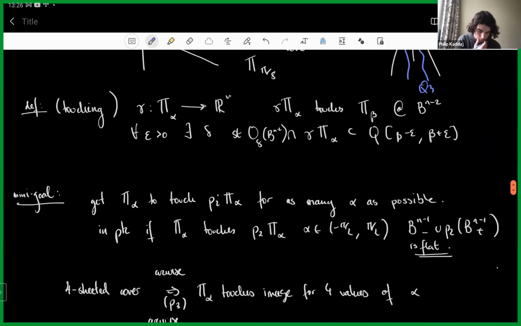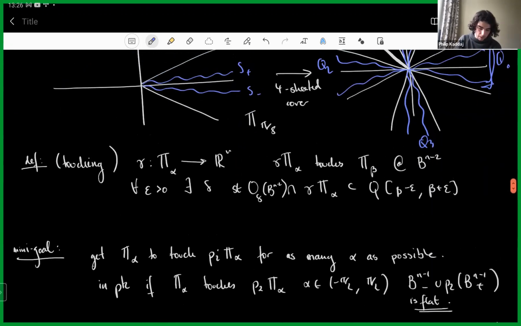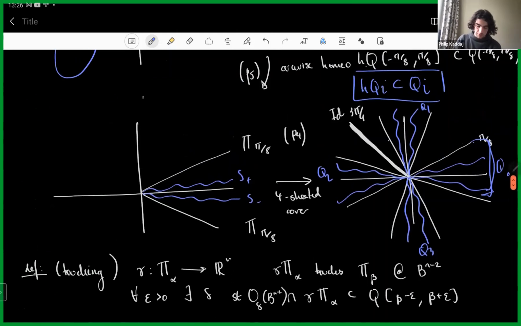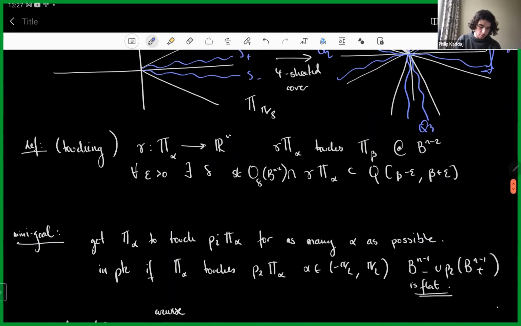There's a definition which he uses, which basically tells us when a plane embedding of pi alpha is arbitrarily close to pi beta. The idea is to keep iterating on homeomorphisms until we get in a situation where the image of pi alpha touches pi alpha for a very large number of alpha, namely, for example, alpha between minus pi by 2 and pi by 2. And in this case, we can show that what we get is flat. And this is the first lemma in the paper. And so the idea is to keep applying the arcwise homeomorphism in order to get pi alpha to touch its image.